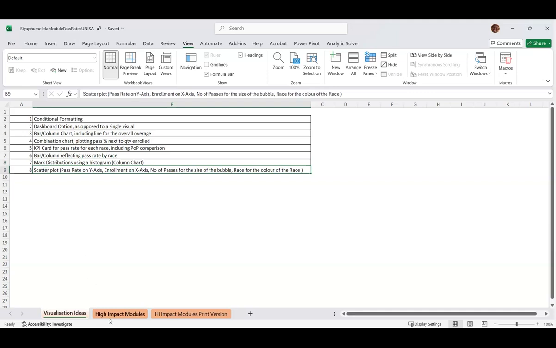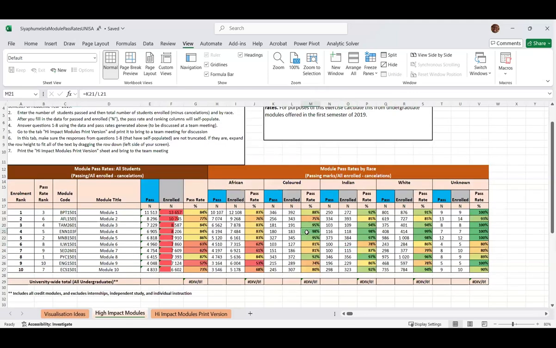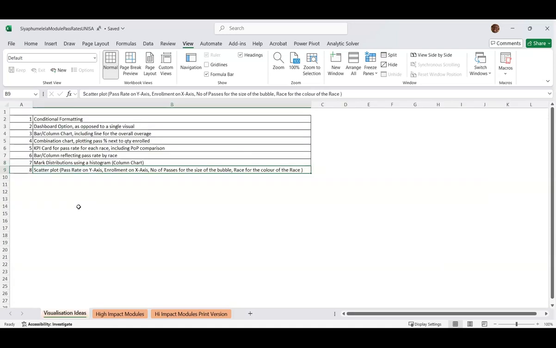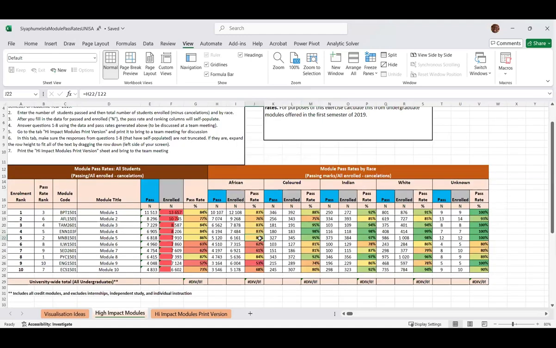And finally, we thought about, okay, we're looking at this table. What single visualization could bring all of this together? And we believe we could do that with a scatter plot. Okay, imagine this, having a scatter plot, pass rate on the y-axis, enrollment on the x-axis, number of passes determining the size of the bubble, and then we color code each bubble by race, right? With that, you'll be able to see all the problems. What problematic races, where are your pass rates that are the highest, lowest with the relative size? So a scatter plot in our view would be the strongest visual to bring everything together.